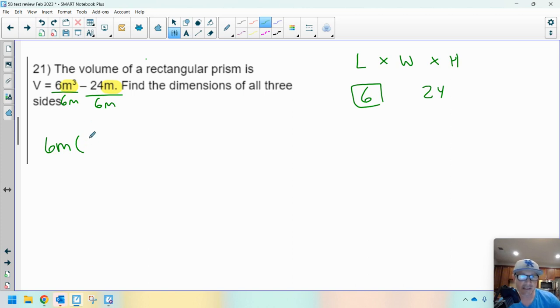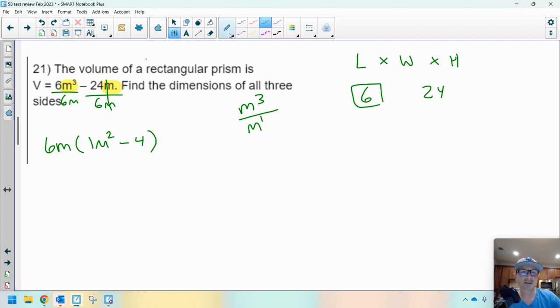6 divided by 6 is 1. M to the third divided by M to the first, I'll put. This is a Nintendo DS situation. They want us to divide exponents, but we're really going to subtract. 3 minus 1 is M to the second power. Negative 24 divided by 6 is going to be a negative 4. Watch your signs. And M divided by M is canceling out. So right now we would only have two answers, but we know we need three.